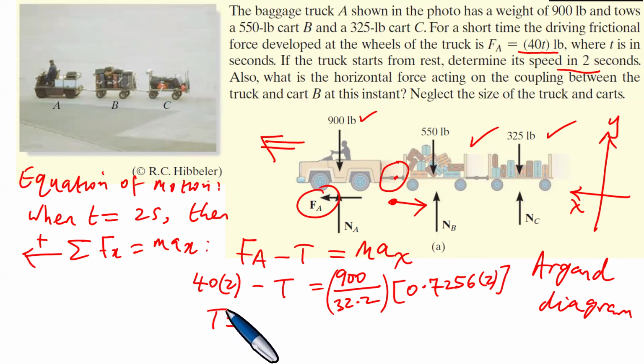Okay, so what is the tension? Use a calculator. You multiply this and take the T to the other side and subtract with the calculator, and you're going to get that the tension is 39.4 lb. That's the unit of force.